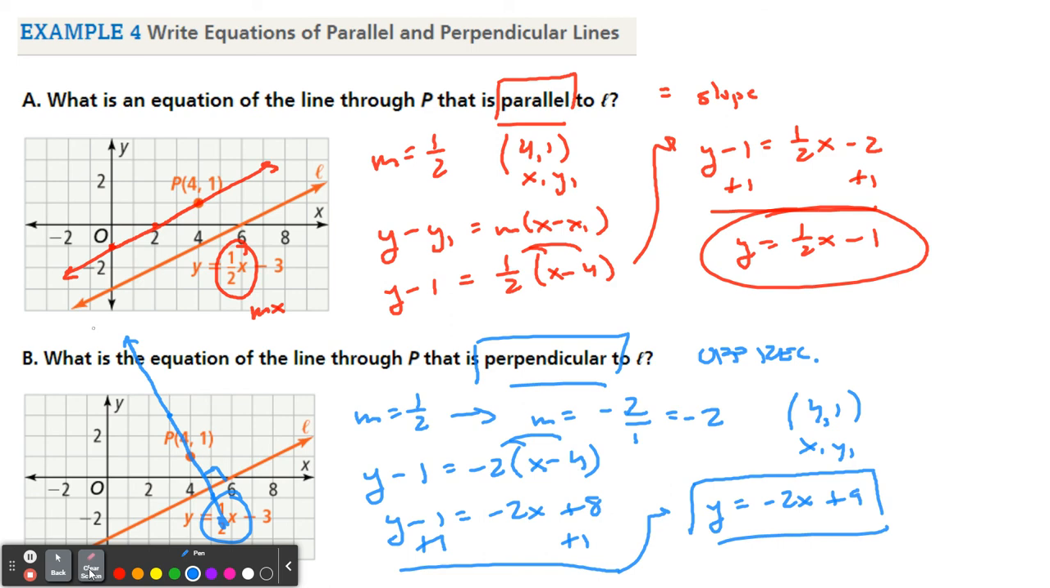Great. So a little bit of algebra here, right? Fun times we live in. But again, parallel lines, equal slope, perpendicular lines, opposite reciprocal.